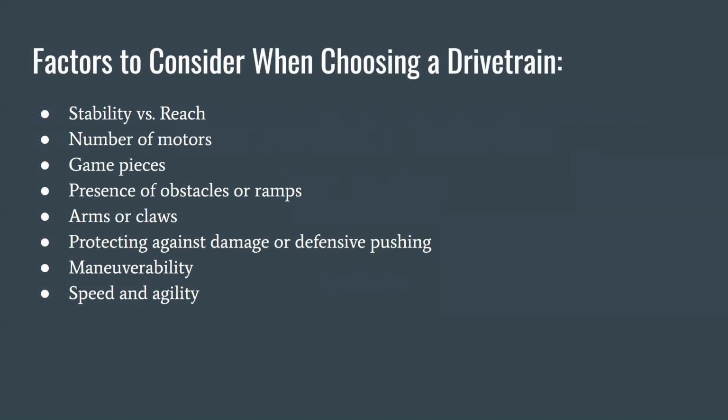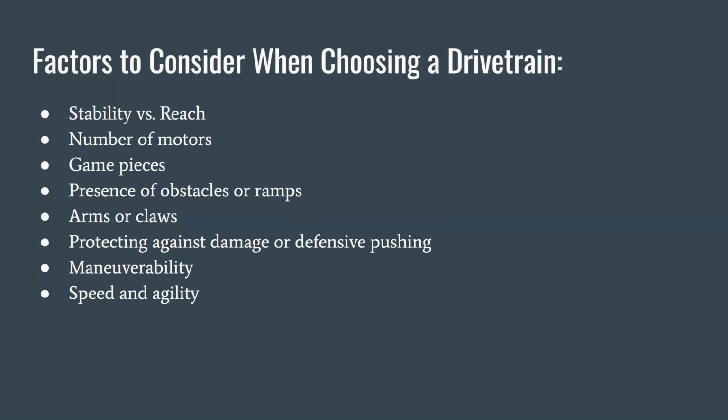So there are some factors that you have to consider when choosing a drivetrain. One of them is balancing stability and reach. Robots that need to reach out farther or higher need a lower center of gravity in order to maintain their balance. So it's important to find a good middle ground between how far or high your robot can reach in terms of its lift, and also keeping the robot stable and making sure that it doesn't tip over when its lift is extended.